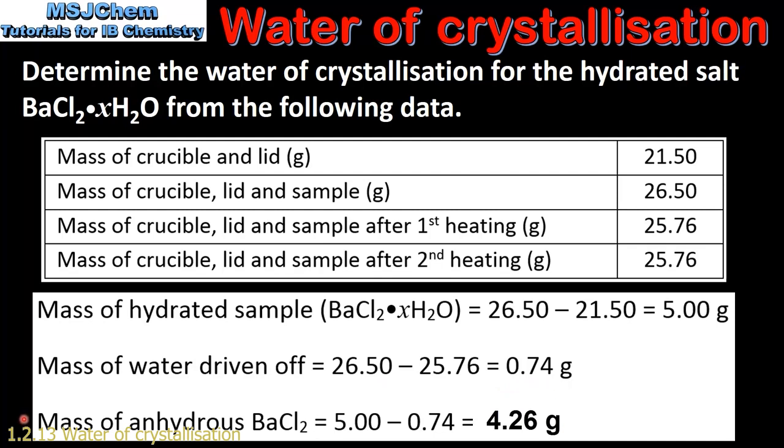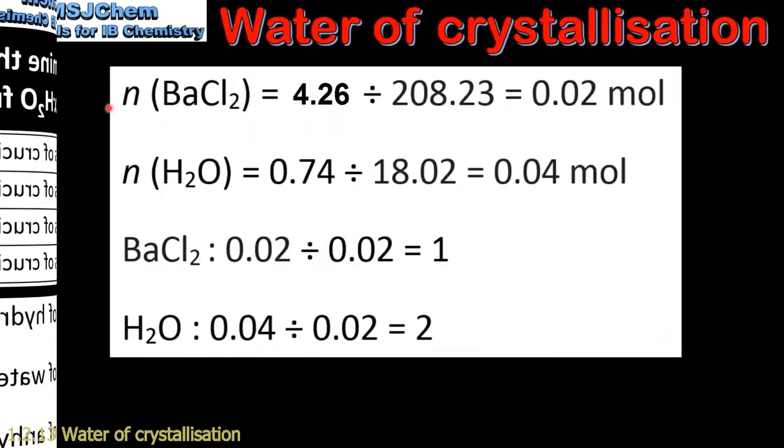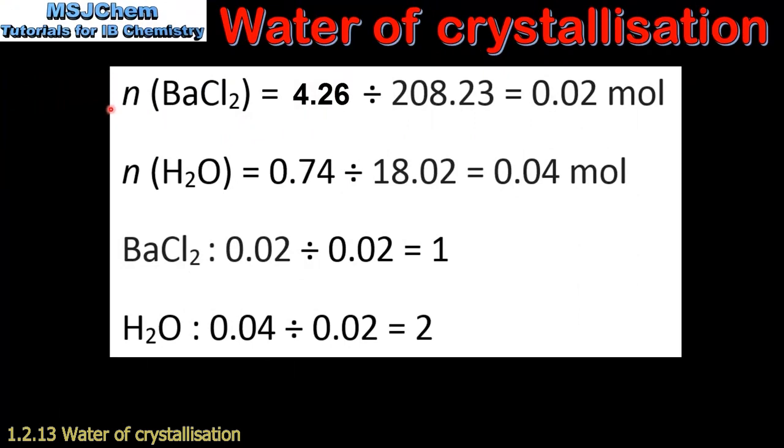And finally, we can determine the mass of the anhydrous BaCl2. To do this, we subtract the mass of water driven off when the sample was heated from the mass of the hydrated sample, which gives us 4.76 grams. Next, we need to convert from mass in grams to amount in moles. So we divide the mass of the anhydrous sample by its molar mass, which gives us 0.02 moles.